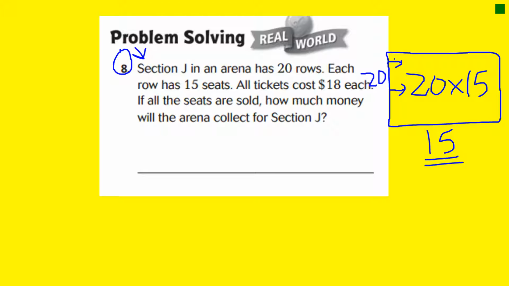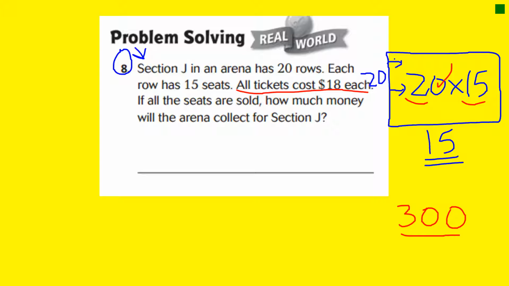Now we're still trying to use some strategies here. Oh, well, look at this. What's 2 times 15? 2 times 15 is 30, and then that's actually a 20, so we're going to add on a 0. So there are 300 seats in section J. Let's go back into the problem. All tickets cost $18. So if all the seats are sold, how much money will the arena collect?